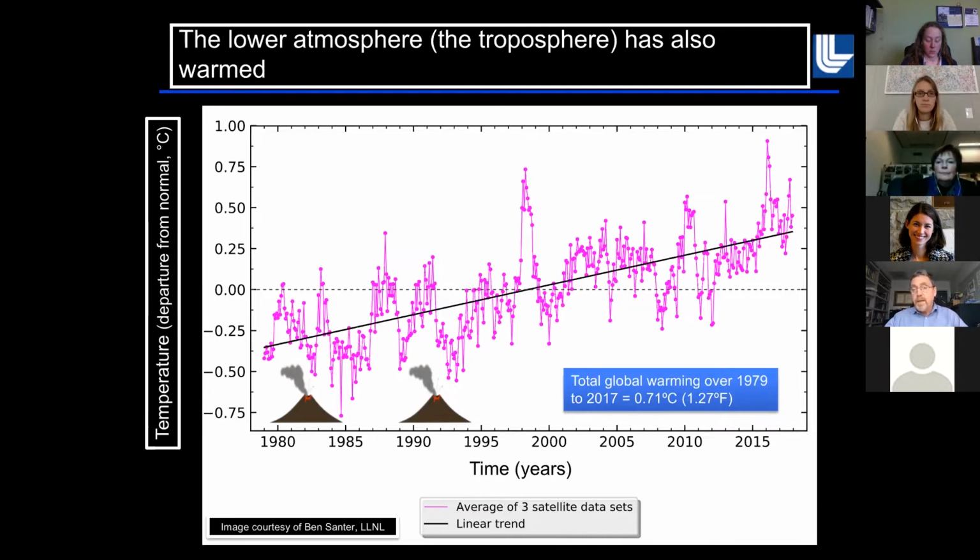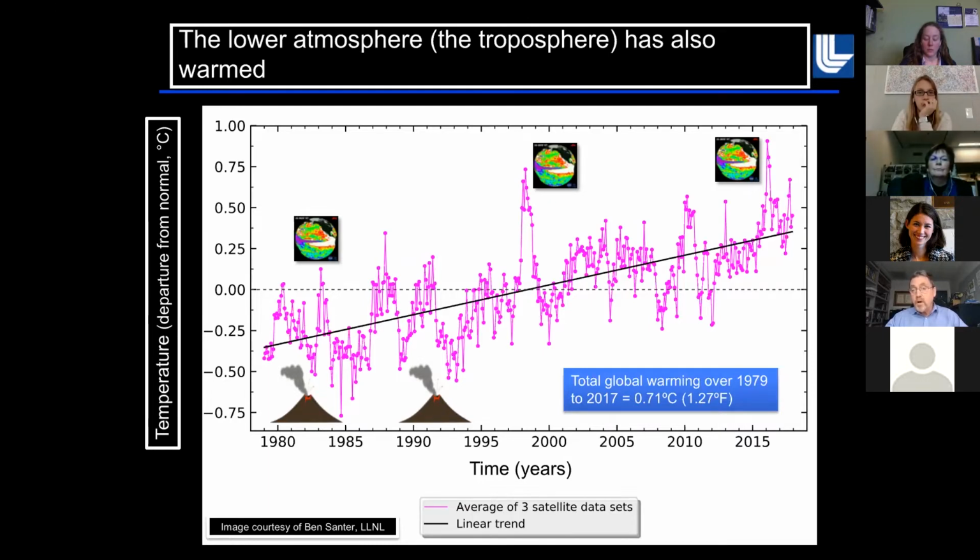The dip in '91, '92 is due to a different eruption, the eruption of Mount Pinatubo in the Philippines. And you can also see these warm spikes, like the big spike in 1997, '98, the spike in 2015, 2016. That's the warming caused by El Niño. When you have very large El Niño events, those are purely natural fluctuations in the climate system. You can warm the planet.